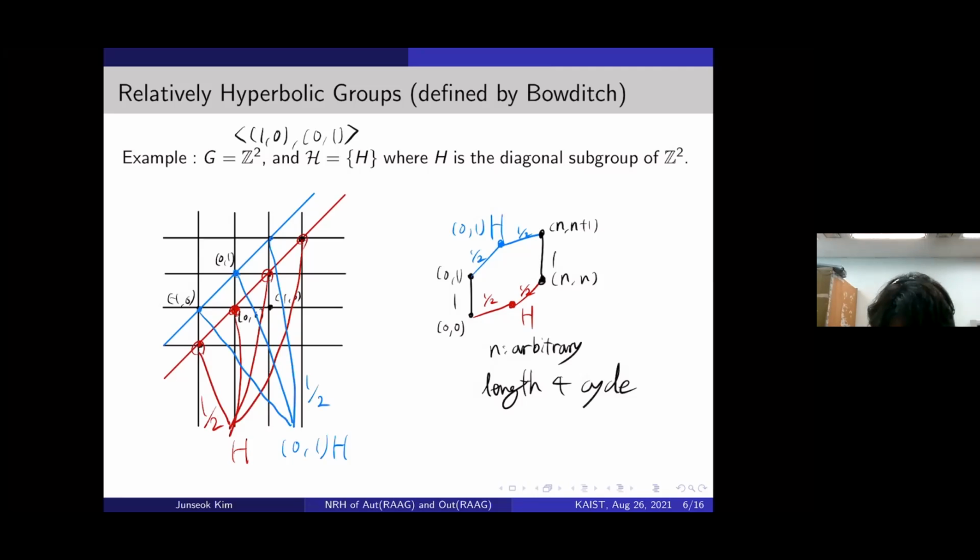And note that if we consider the edge connecting (0,0) and (0,1), then for any non-zero integer n, we can make a corresponding cycle with total length 4. This kind of cycle appears in the definition of relative hyperbolicity. That's why I mentioned it.